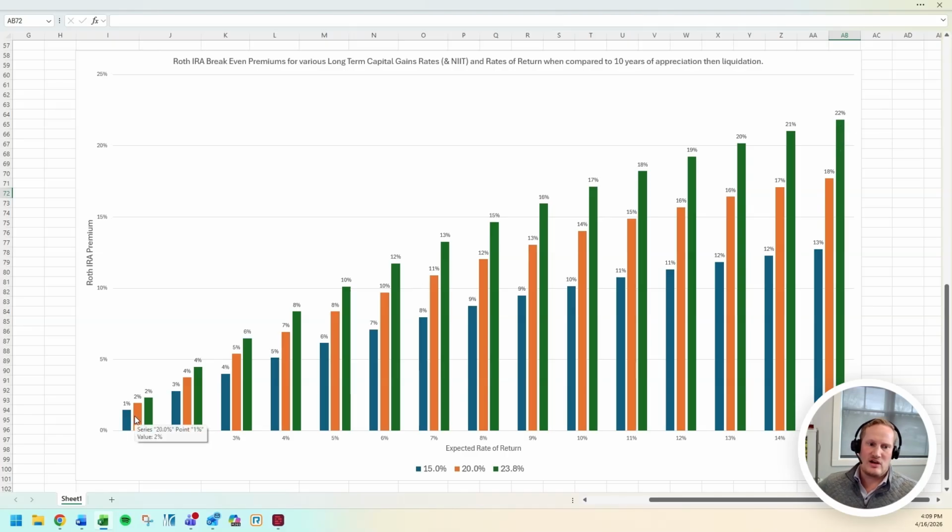Conversely, though, if you're just going to take it out in 1 year and it's going to be in something that's only earning 1%, it could only deserve a premium of 1%. The next idea there is that this is the tax deferral benefit in a best case scenario.